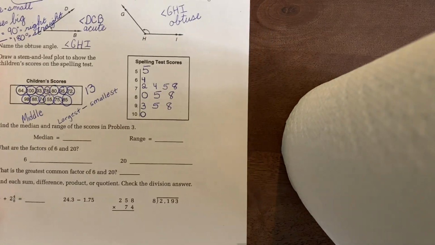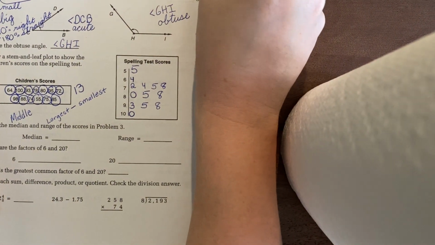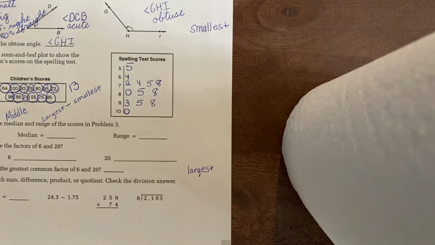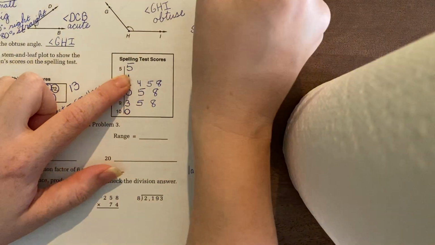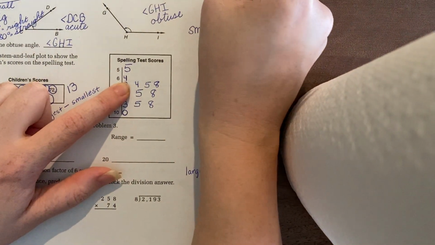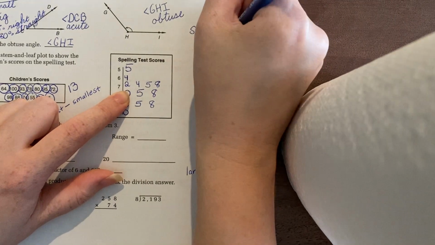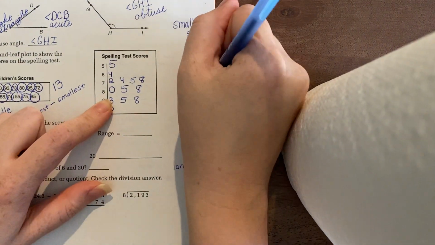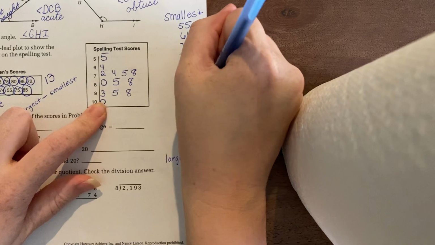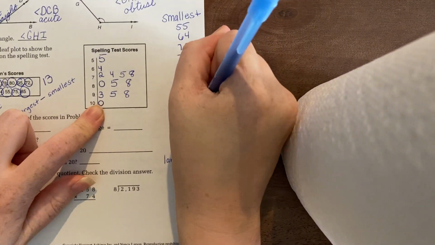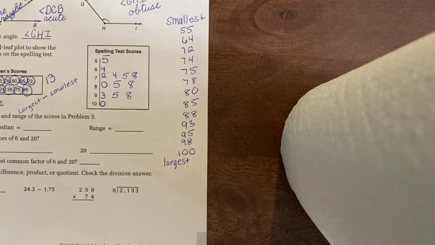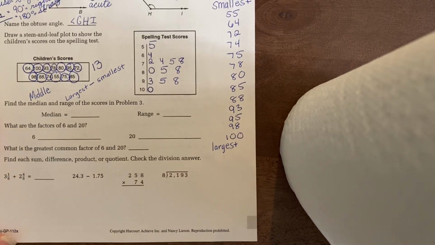So what I'm going to do is on my side of my paper, I'm going to go the smallest up here and the largest down here. And I'm going to write out the numbers. I can use my stem and leaf plot to help me. The smallest will start 55. 64, 72, 74, 75, 78, 80, 85, 88, 93, 95, 98, 100. So I have them listed from smallest to largest. This is going to help me find the median, the middle number.